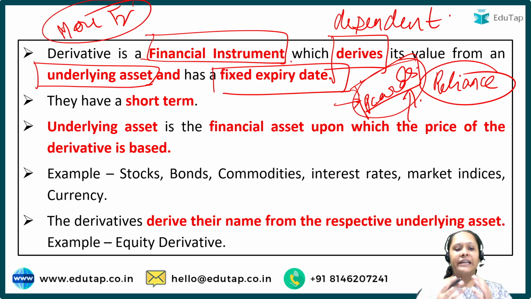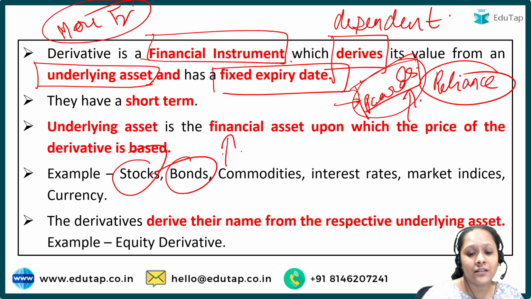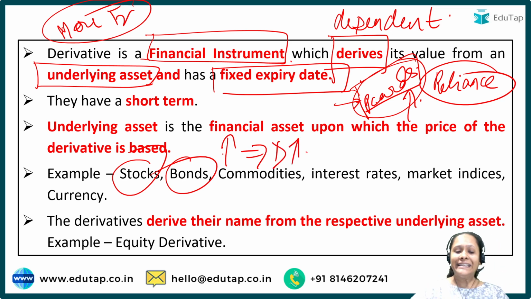Likewise, in the case of a derivative, its value depends on an underlying asset. What can be an underlying asset? An underlying asset can be anything like a stock, a bond, or a commodity. So when I say the underlying asset is a stock, the value of the derivative would depend on the value of the stock. If I say the underlying is a bond, the value of the derivative would depend on the value of the bond, which means if the value of the bond increases, then the value of the derivative would increase.